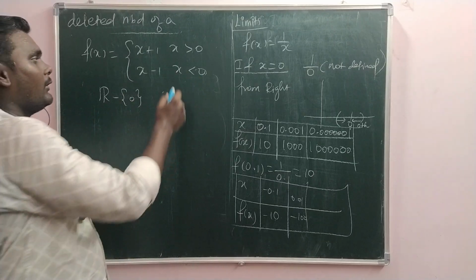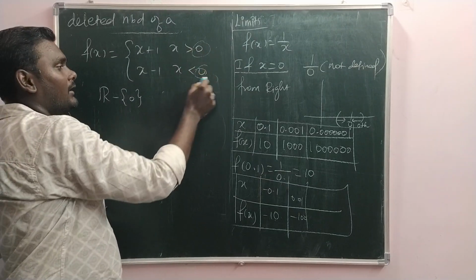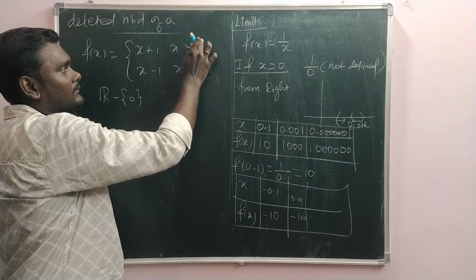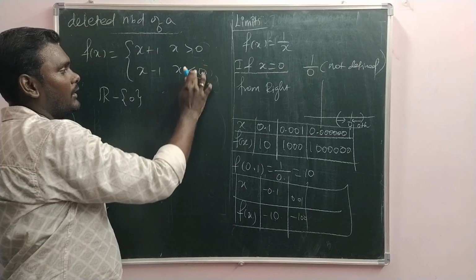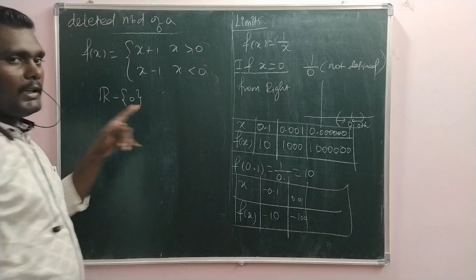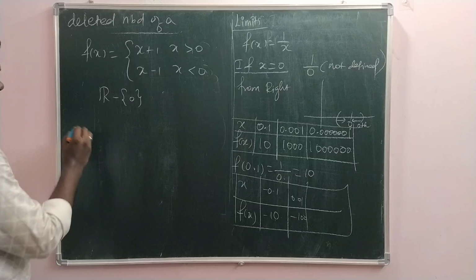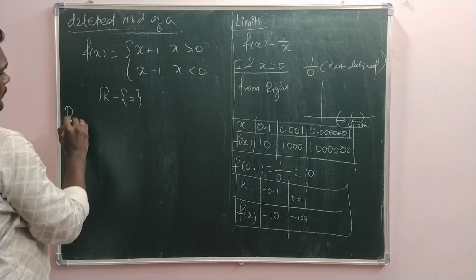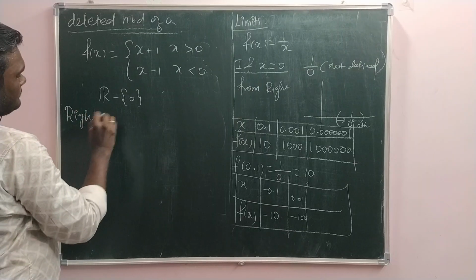We are going to discuss the value of the function near 0 only, but 0 is not there in the whole picture. So we call it a deleted neighborhood. Now here is where the one-sided limit comes in. So first, the right hand limit.